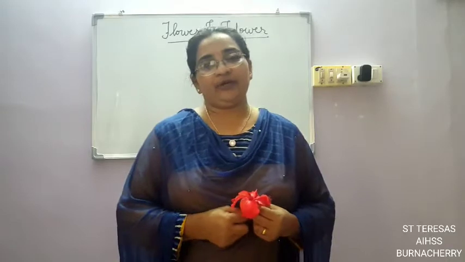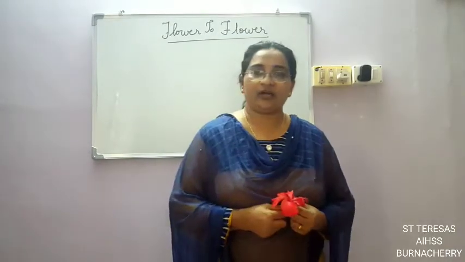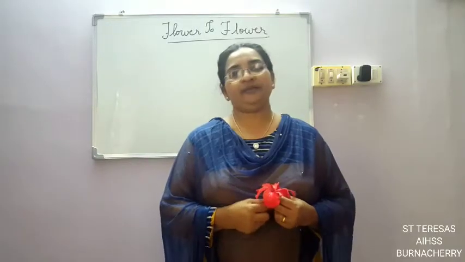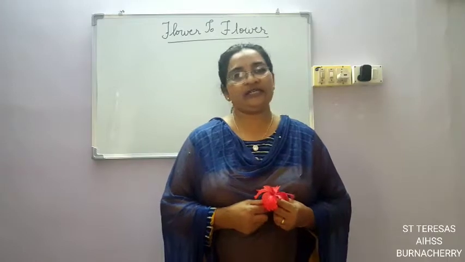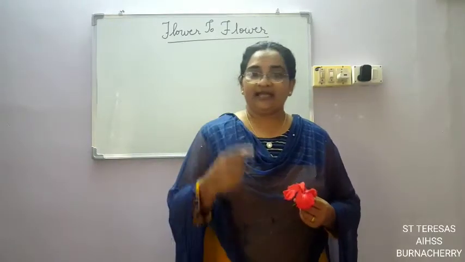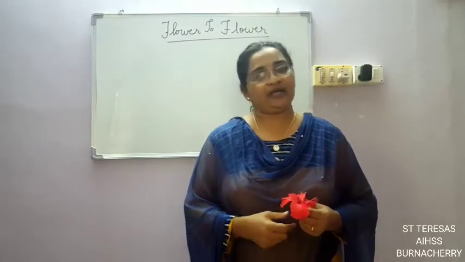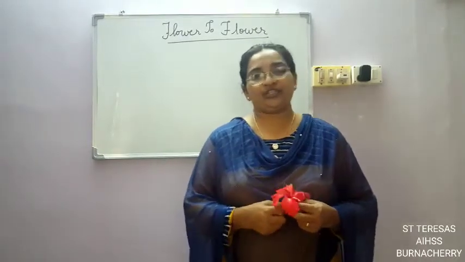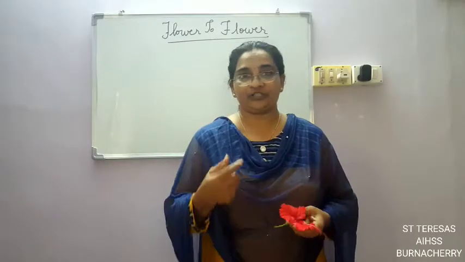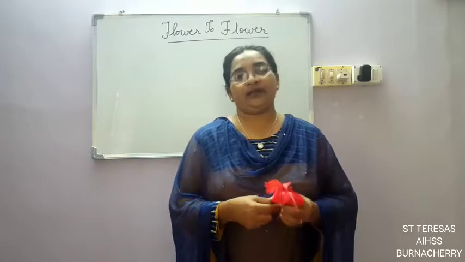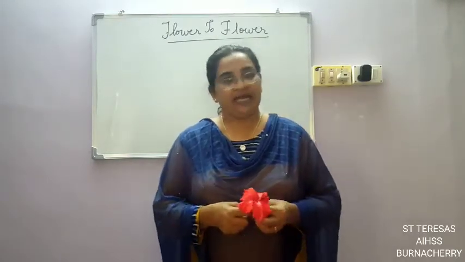So which are the 2 reproductive organs of the flower? The male reproductive organ is called the Androecium, and the female reproductive organ is called the Gynoecium. Now the Androecium and Gynoecium have certain parts. So that we are going to learn today, because in the further classes we are going to learn about reproduction in plants. So before that we have to learn the parts of the Gynoecium and parts of the Androecium.